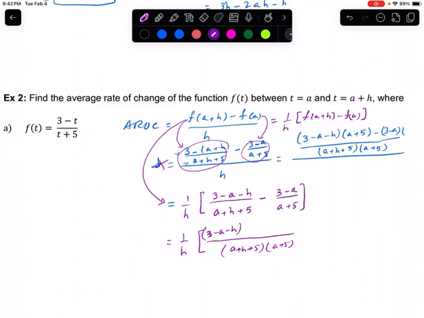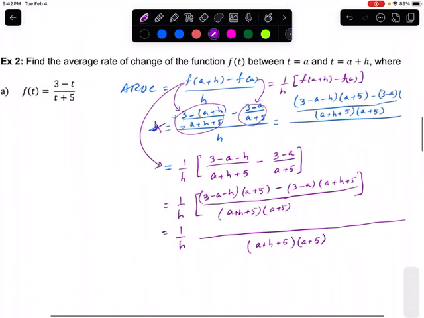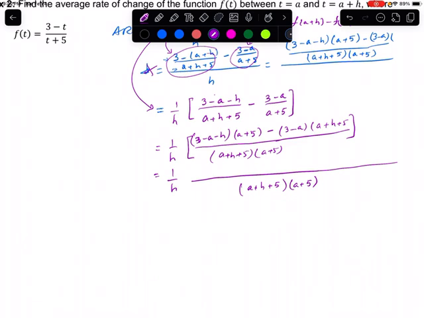So the first numerator will get multiplied by a plus 5, minus the second numerator will get multiplied by a plus h plus 5, equals 1 over h times. Now we expand. There are lots of terms. In the bottom, this is a very important thing: we do not multiply out the bottom. Keep it in factored form. If you multiply it out, you will have to go back to factoring in the end, so I do double the work. Okay, so we multiply now.